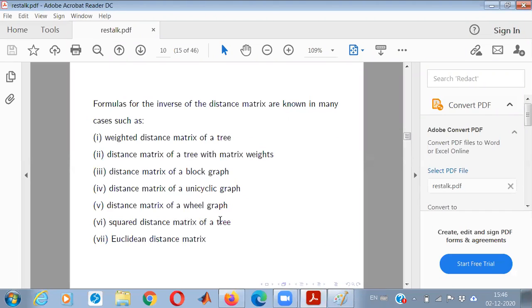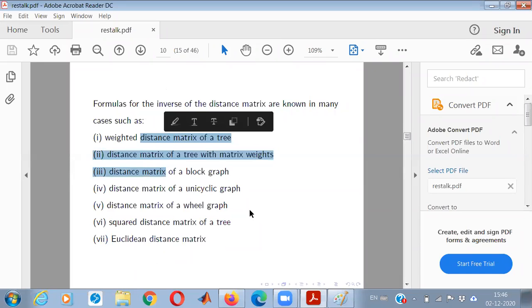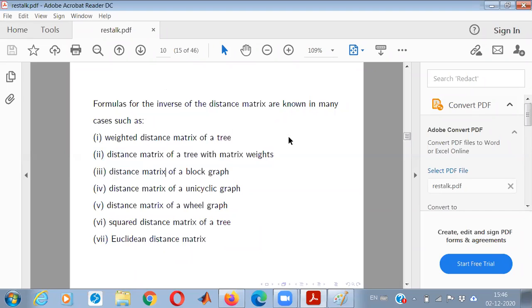Okay, square distance matrix of a tree. You take the usual distance matrix and just square every element. That also has a similar formula. Again, the Laplacian is complicated. Any Euclidean distance matrix also admits such a formula. This is based on some of the work I have been doing in the last 10 to 15 years with many co-authors. And this process continues.